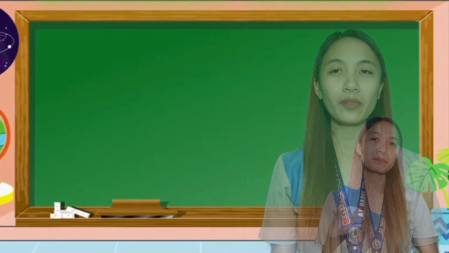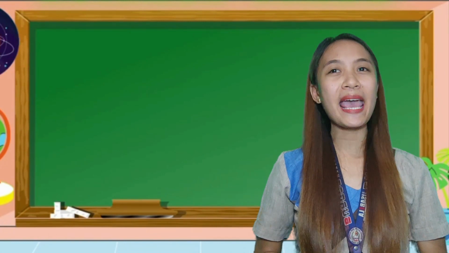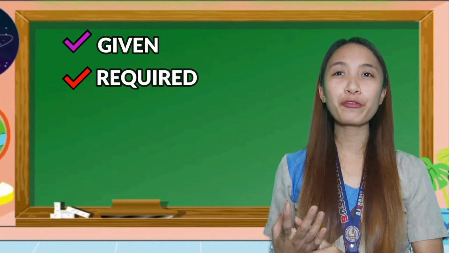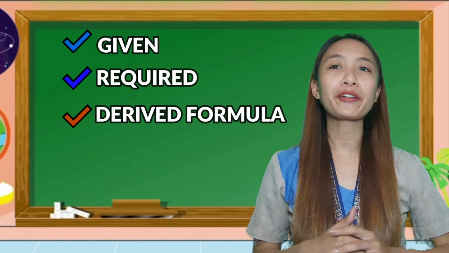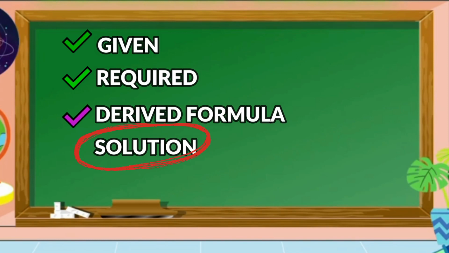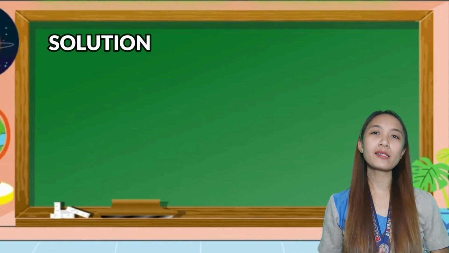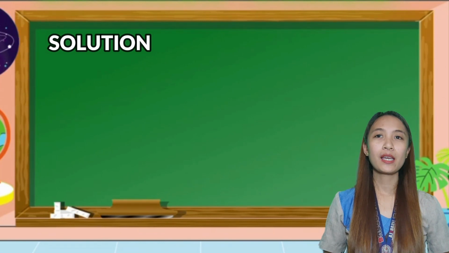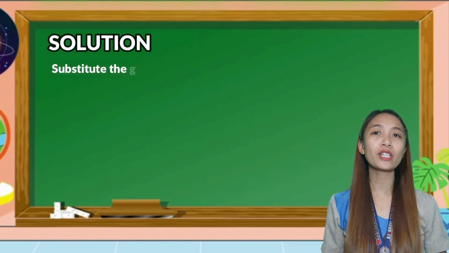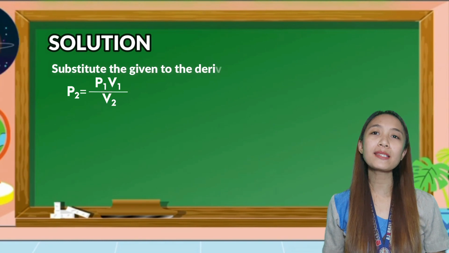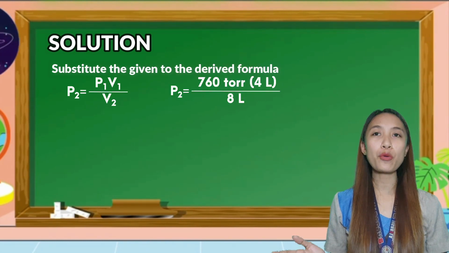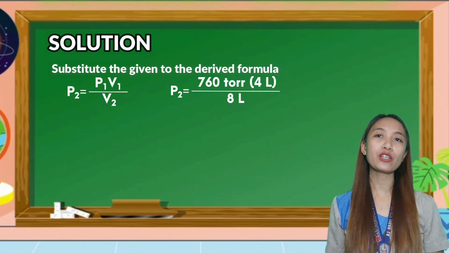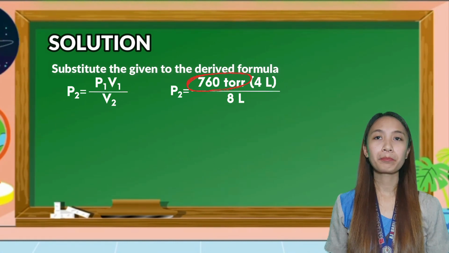Easy, right? So, everything is set. We have the known, we have the unknown, we have the derived formula. Now, we are ready for the solution. And of course, the first step for the solution is the substitution process. So we substitute the values to the derived formula. We simply substitute the value for V1, the value for our V2, and of course, the value of our P1.